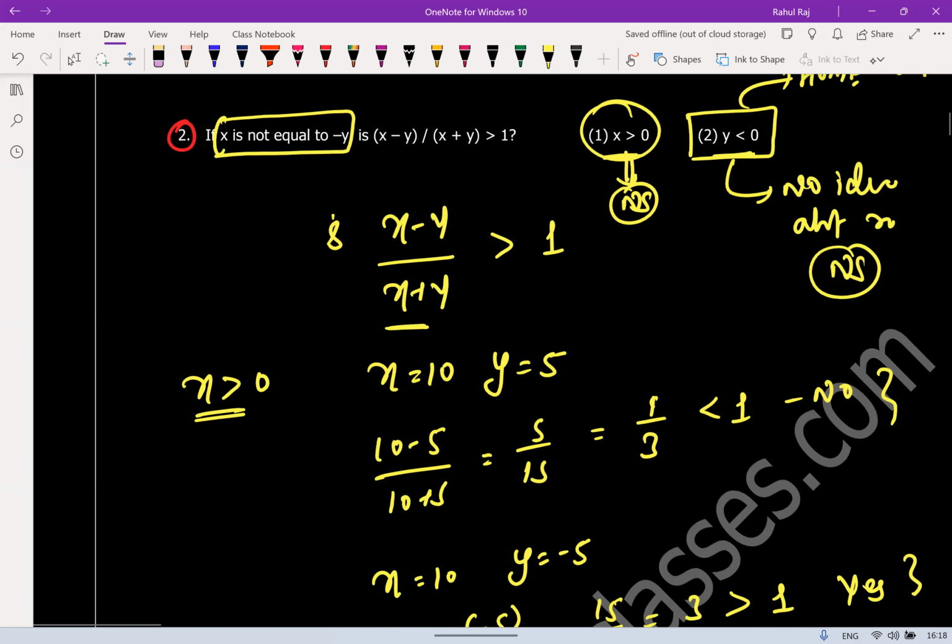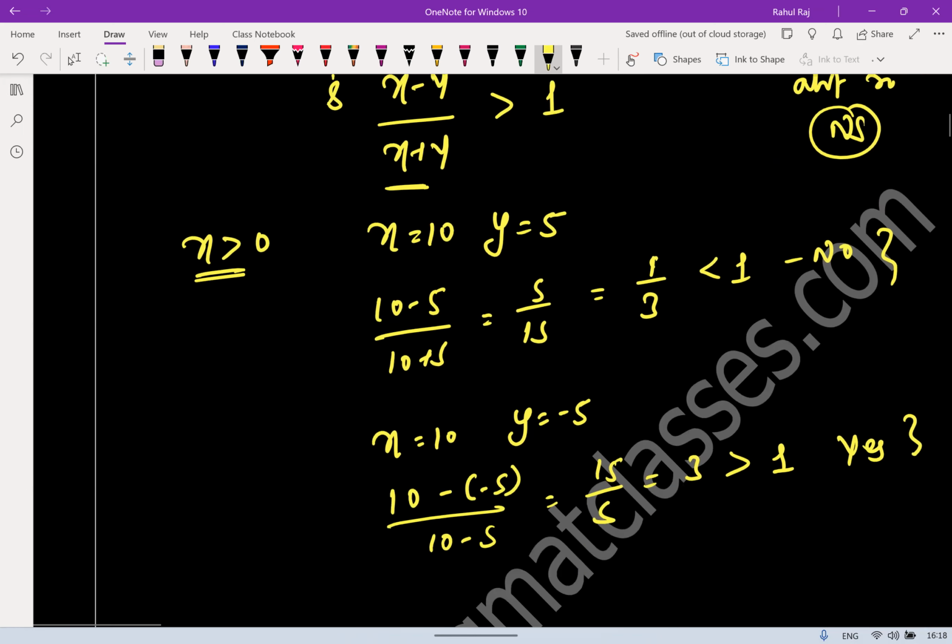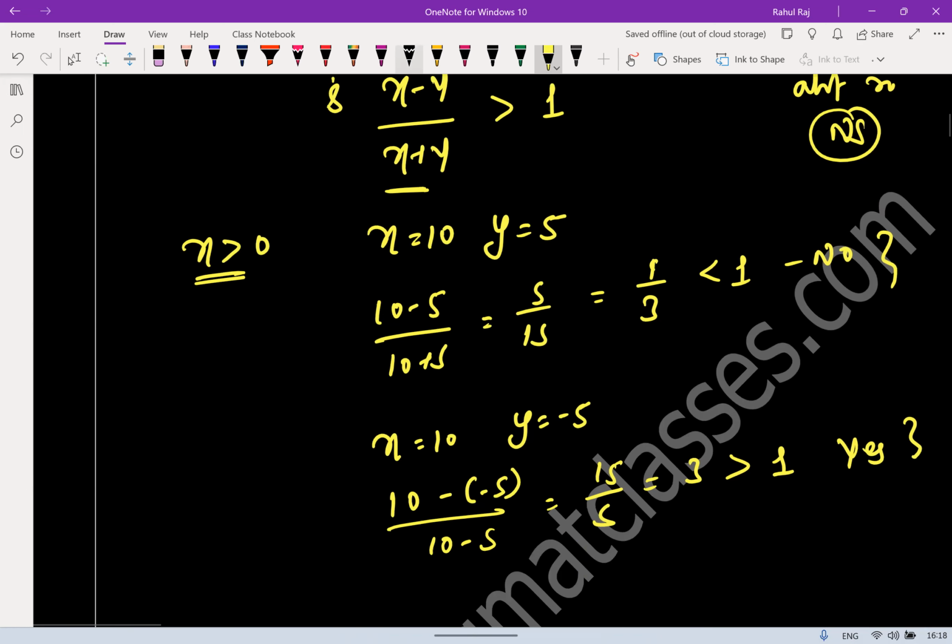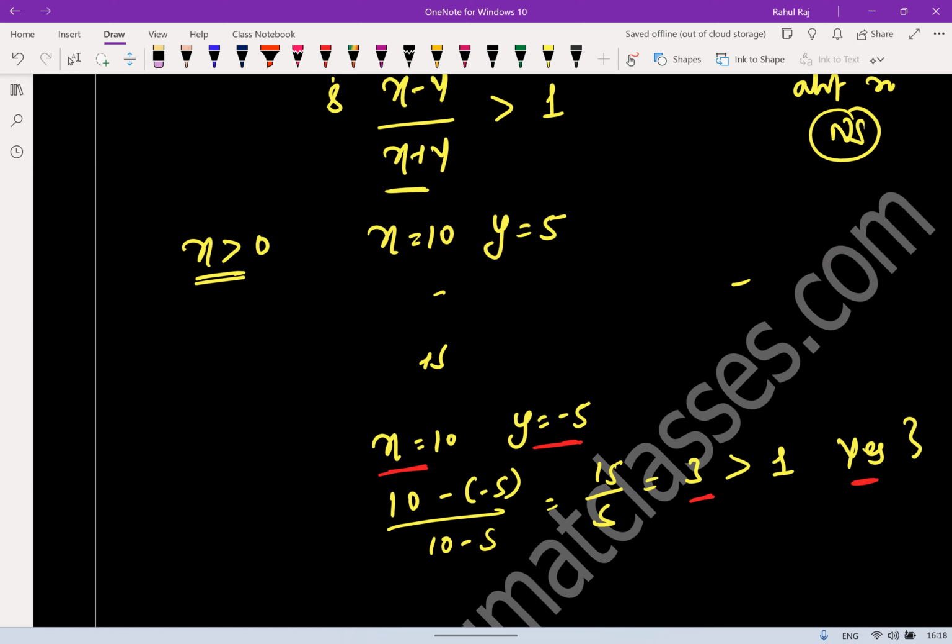Now I'm trying to combine it. So imagine x greater than 0, y less than 0. I've already taken a value. x is 10, y is negative 5. I've got 3. I've got a yes situation. Can you please give me a no situation?